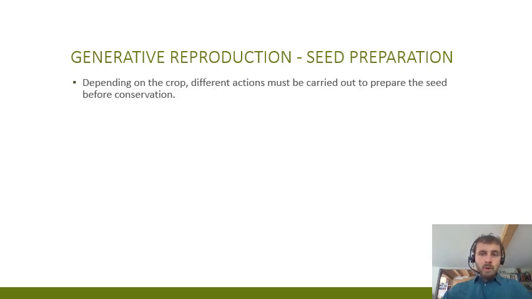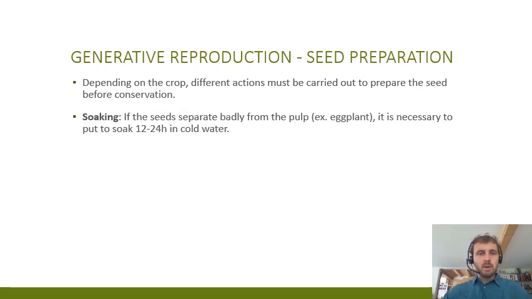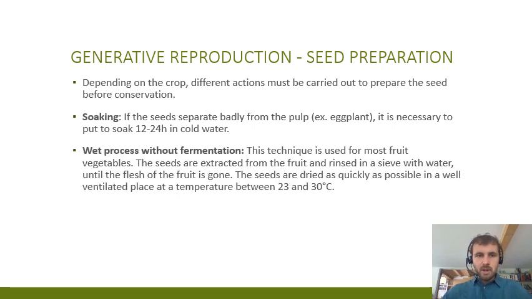Then after the crop is produced, we need to get the seed out of the crop and prepare it. And there are different methods that we use for different crops. First of all, we can do soaking. That is for seeds that do not come well out of the pulp. For example, eggplant. You can put it in cold water for 1 day in order to get the seed more easily out. And then either you do this or not, depending on the crop.